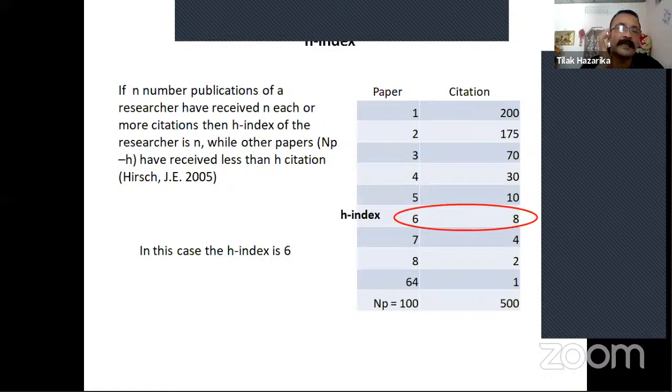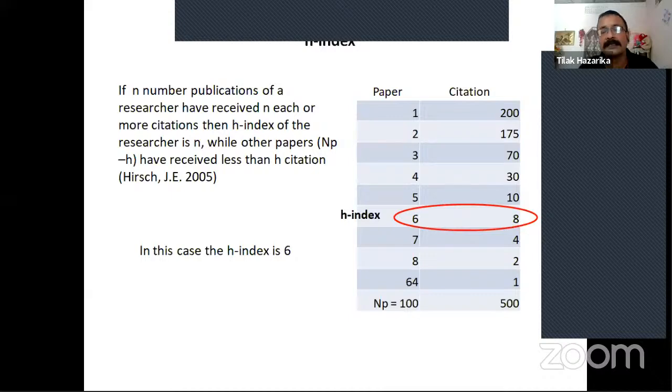The H index is another metric, and you will find it while searching databases, either in Scopus as well as the Web of Science. That is one of the metrics most frequently used in both databases. That is the H index. So this is simply a metric. If n publications of a researcher have received n each or more citations, then the H index of the researcher is n, while the other papers, that is the total number of papers NP minus H, have received less than H citations.